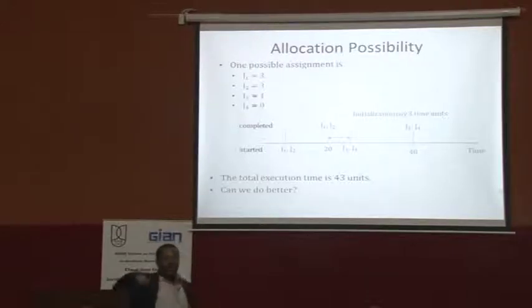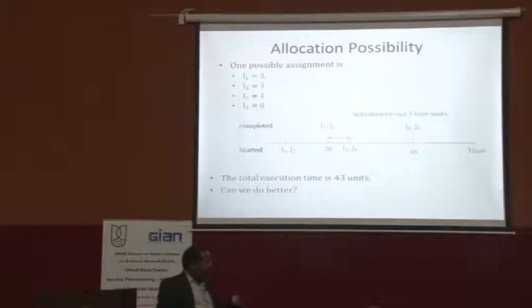Larger than 23. 42. Larger than 43. So this is the best. If job preemption is allowed, then we can execute these jobs in lesser time.